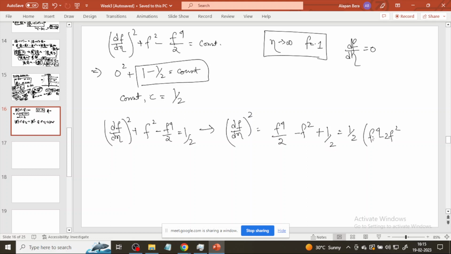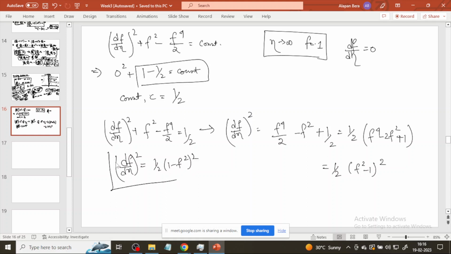So this can be written as half into f square minus 1, whole square. So we have got df by d eta whole square is equal to half of 1 minus f square whole square. Applying the second boundary condition, we can simplify this again: df by d eta is equal to 1 by root 2 into 1 minus f square.